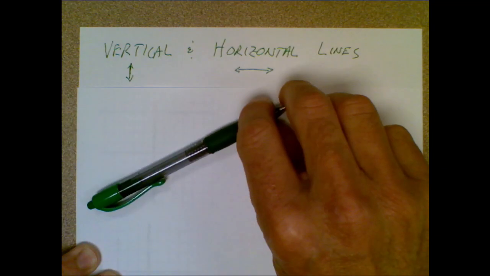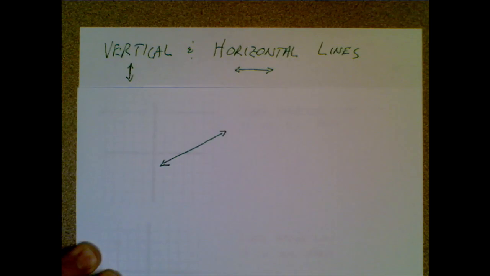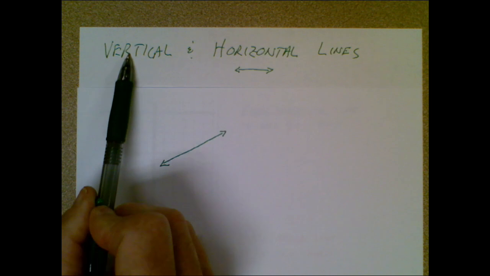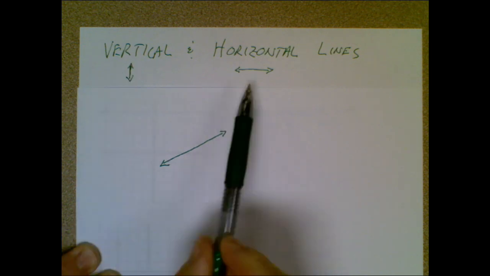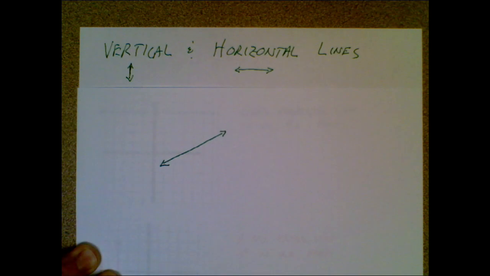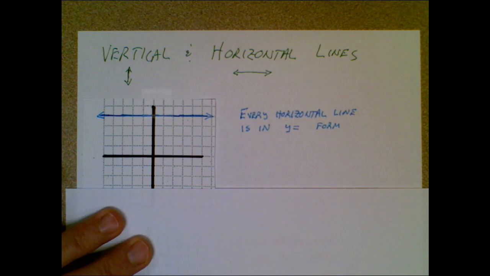So far, we've been working with lines that have some sort of slope to them, but we're going to now move on to see what happens. What if your line is totally vertical, straight up and down, or horizontal, straight left and right with no slope at all? It's going to turn out that these are the easiest lines out there.